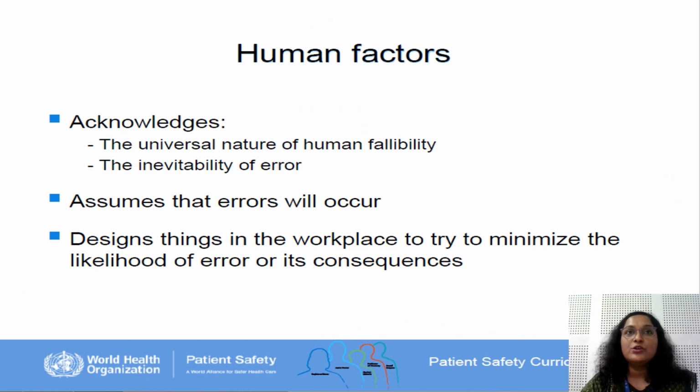To err is human. So human factors engineering accepts this human fallibility and recognizes that errors will occur. And so the resources are focused on minimizing the chances of errors through workplace and instrument designing strategies to suit the workforce.